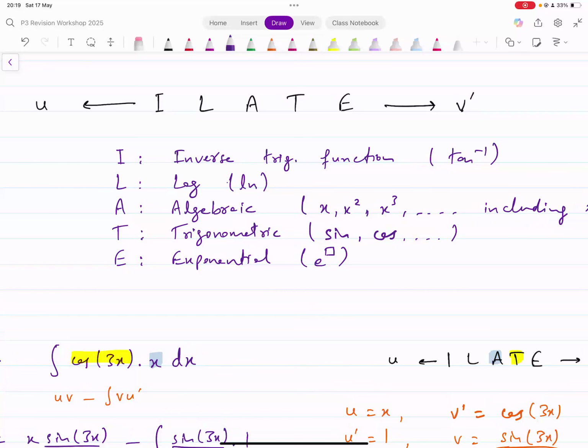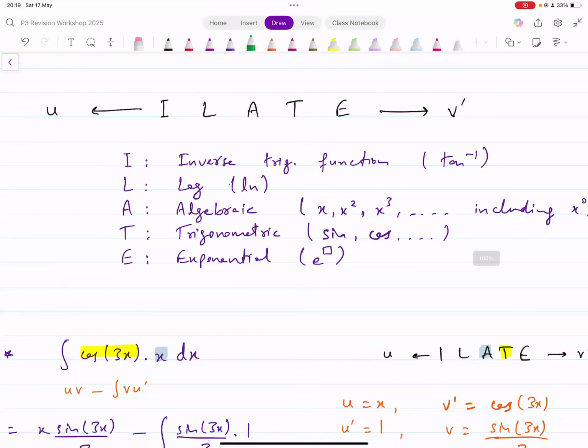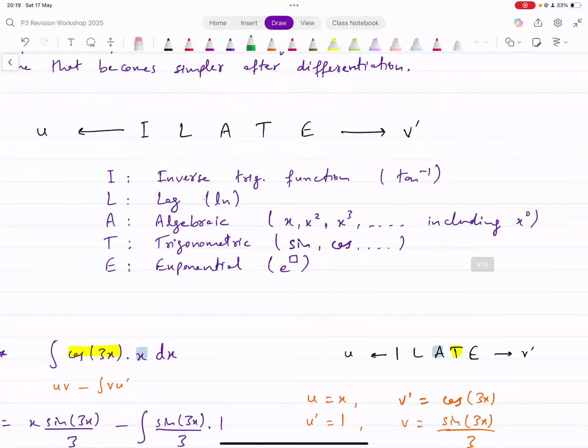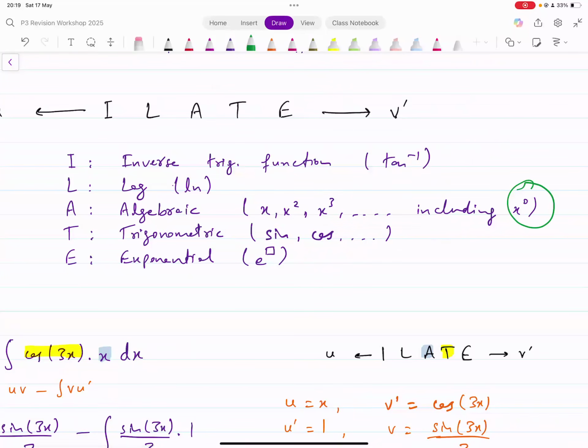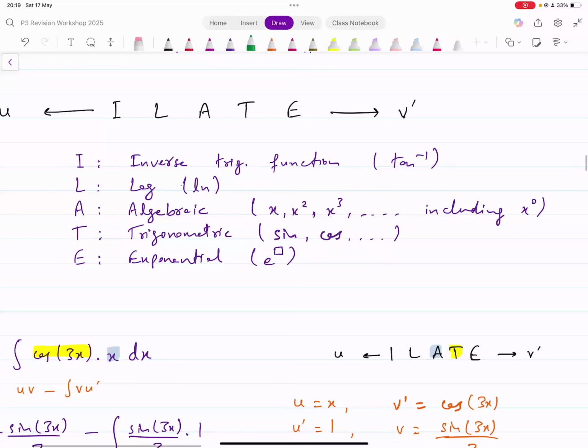I stands for inverse trigonometric function. In your syllabus, there's only one, that's tan inverse. L stands for log, and again in your syllabus, it's only ln, for which you have to do the integration or differentiation. A means algebraic. Algebraic means powers of x raised to power something. It includes constant as well, right? So constant could be thought of as x power 0. So we would include constant in algebraic expression as well.